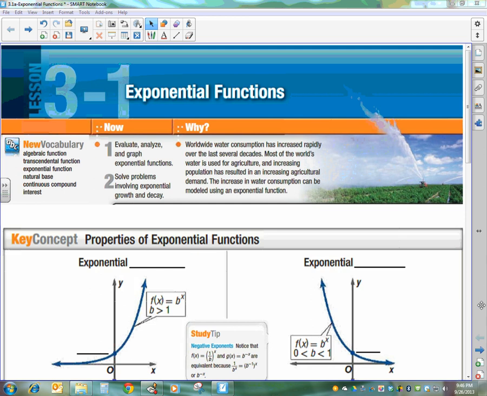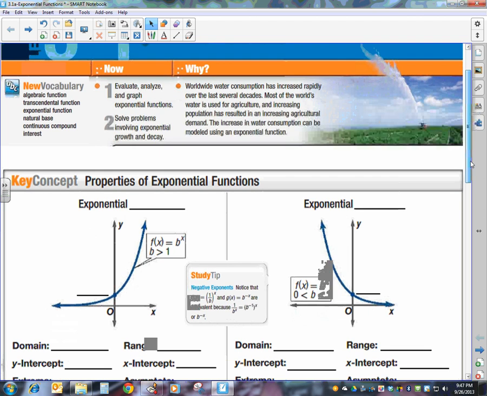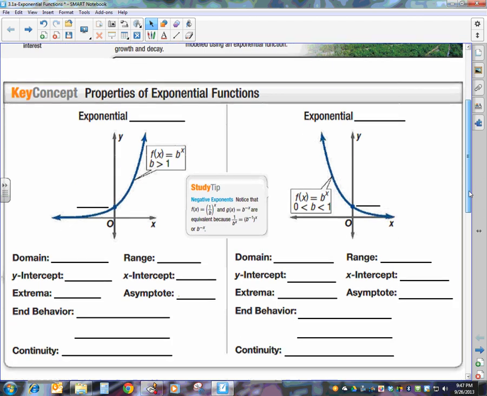Okay, we're in Chapter 3, Exponential and Logarithmic Functions. Today starts Lesson 3.1, which is Exponential Functions. We are dividing it into two parts, so we are only going to be discussing evaluating, analyzing, and graphing exponential functions. Now, I'm going to go through some of this stuff very quickly, so pause when you need to, rewind when you need to.